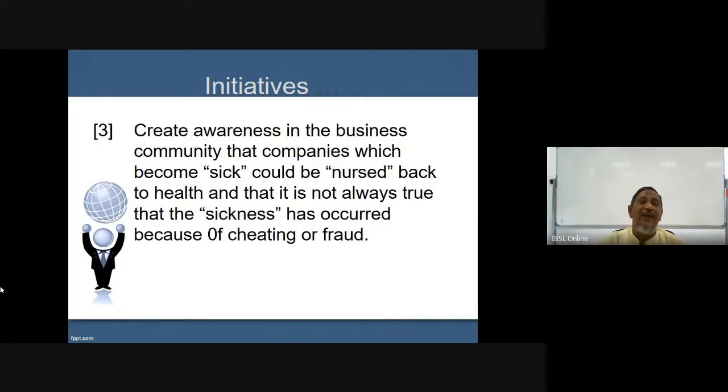Okay? Create awareness in the business community that companies which became sick could be nursed back to health, and that it's not always true that the sickness had occurred because of cheating or fraud.